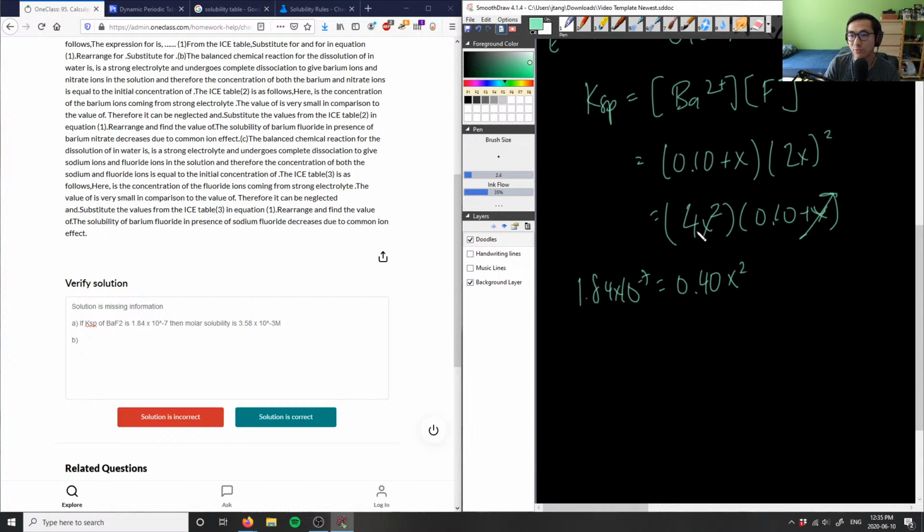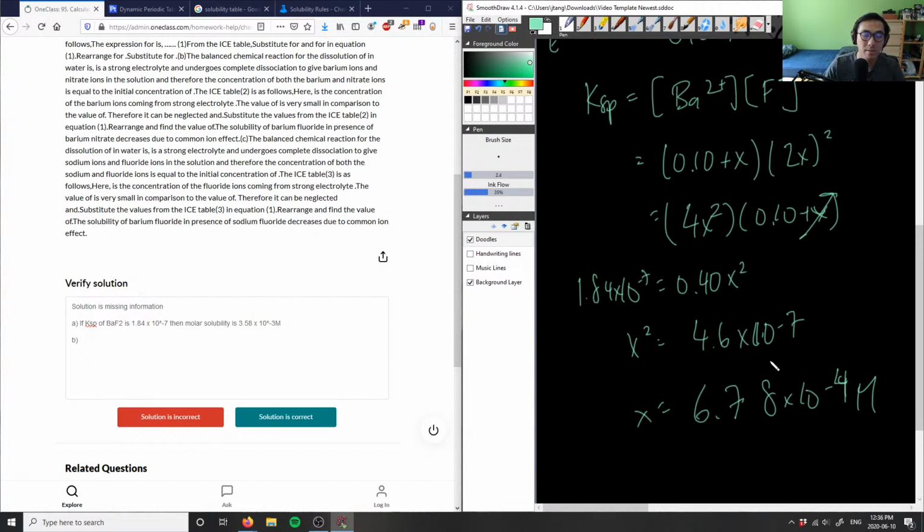So I'm going to have simply just 4x squared times 0.10, which is 0.40x squared. I can divide both sides by 0.40 to get that alone here. So I have 1.84 times 10 to the negative 7 divided by 0.40. So it gave me 4.6 times 10 to the negative 7. And I can simply square root that number to give us our molar solubility, which is going to be 6.78 times 10 to the negative 4 molar here. And this is going to be our solution for B.